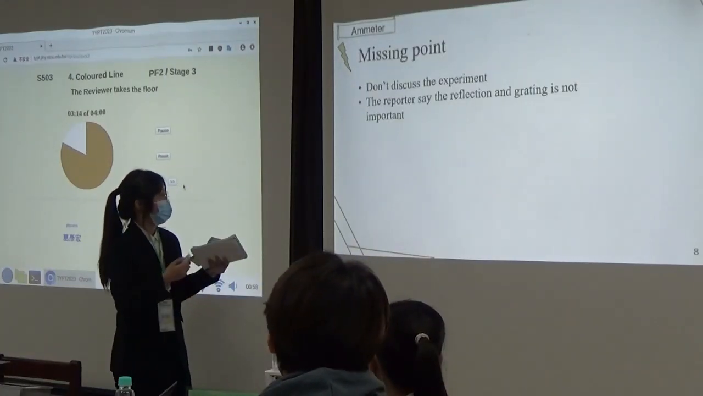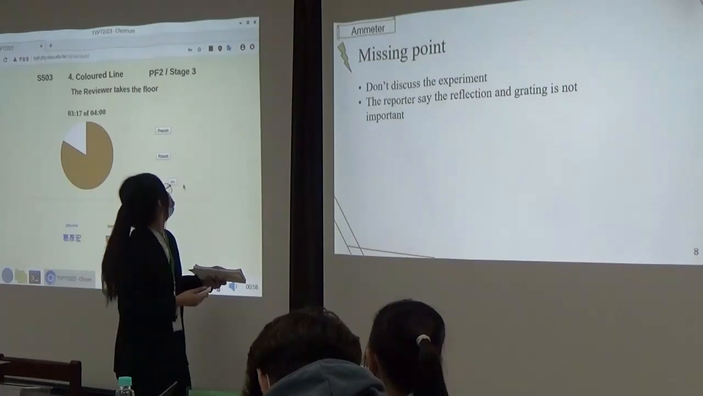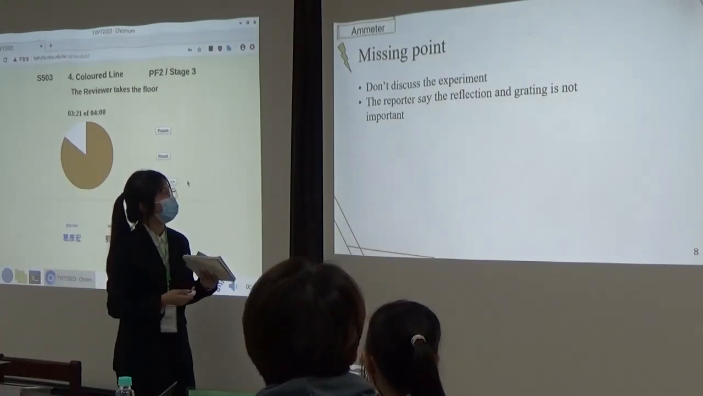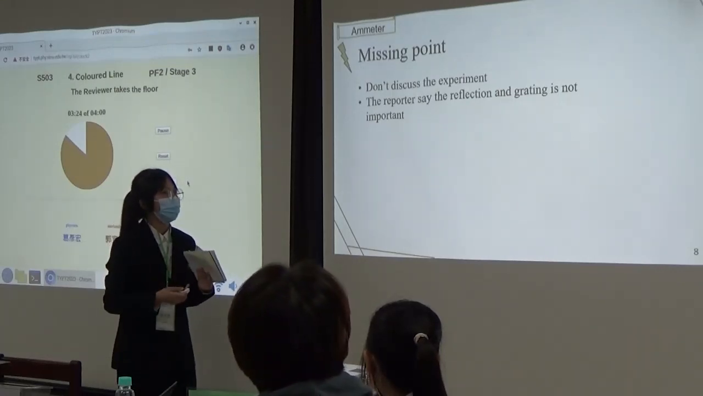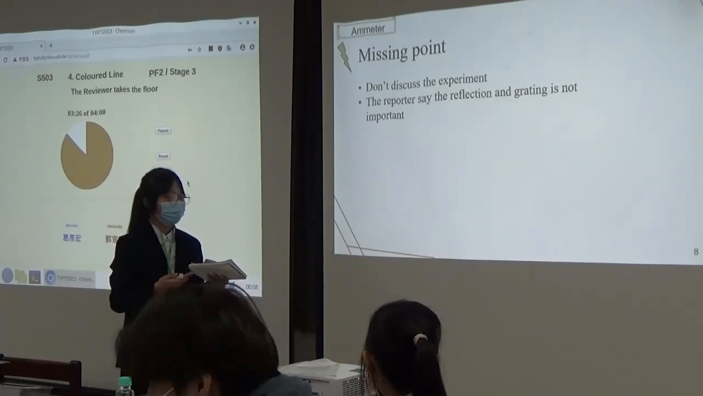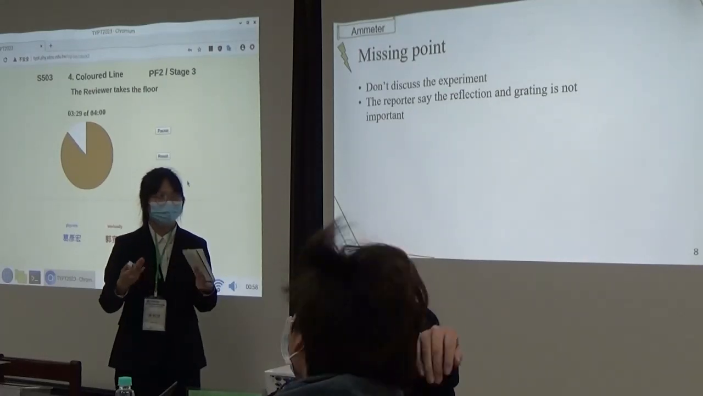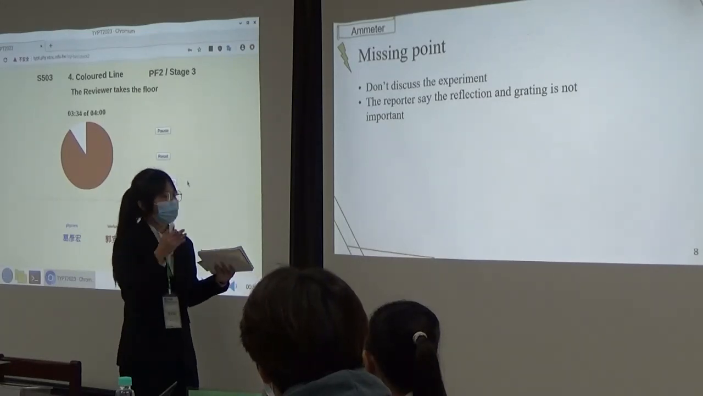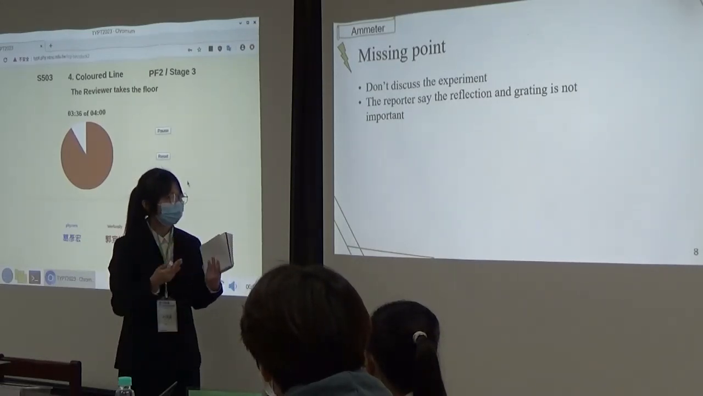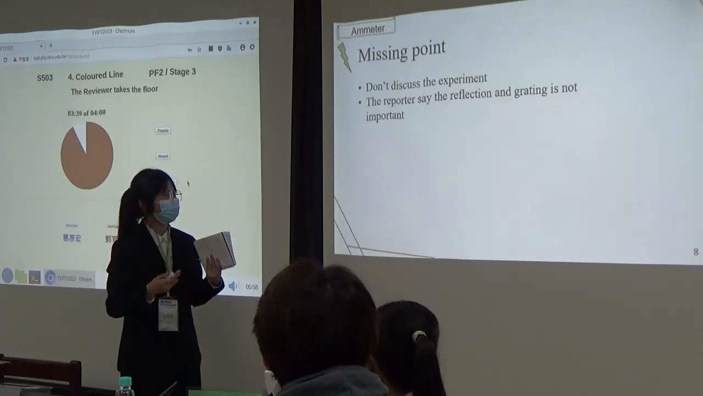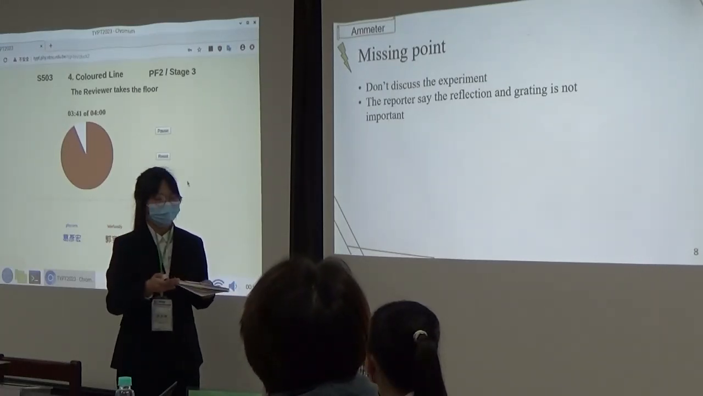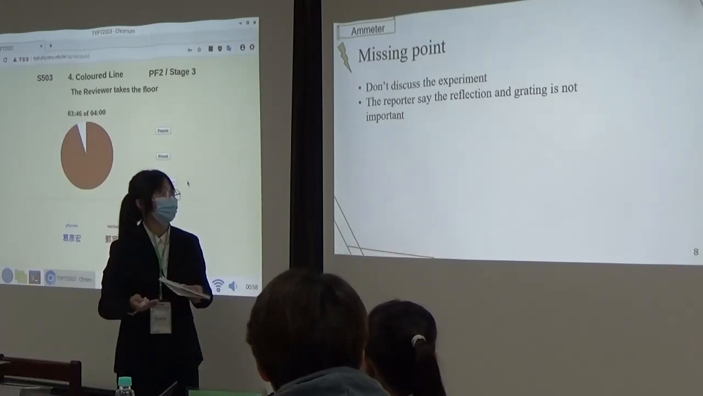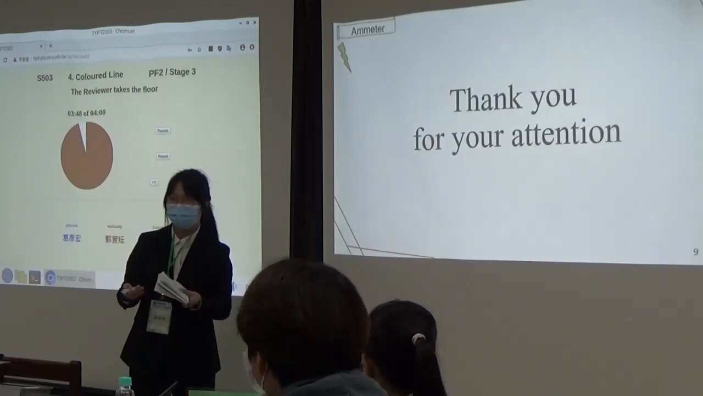And the missing point: they didn't discuss the experiment, and the reporters say the reflection and grating are not important, but we think that is very important. And I mean the shape. I asked why it's not a shape, and the opponent said the first statement tells us to observe the line, but I asked why it would not be the plane. Thank you for your attention.